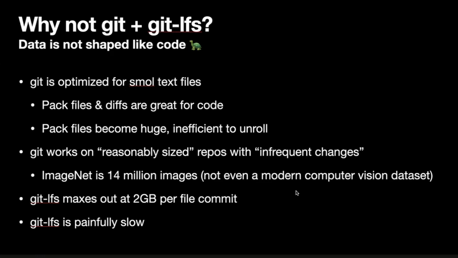Git's really great for a bunch of small text files, and they do some cool things with pack files and diffs under the hood. But even from the documentation, they say Git works with reasonably sized repos with infrequent updates. And if you look at some of these things that go to train machine learning models, like ImageNet, which was a big data set back in 2013, it's 14 million images. And this is a small data set in terms of machine learning data sets today. Git LFS also maxes out some of the file limits, and it's painfully slow to work with if you've ever worked with it before.